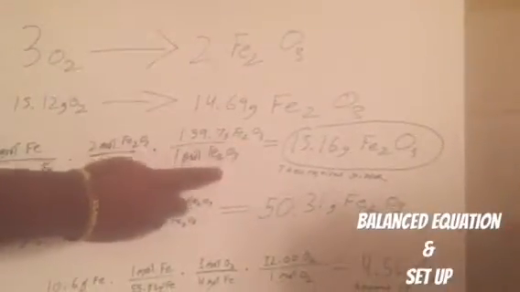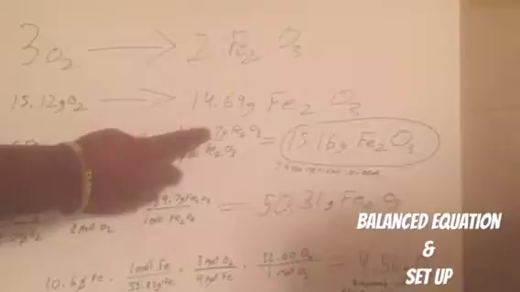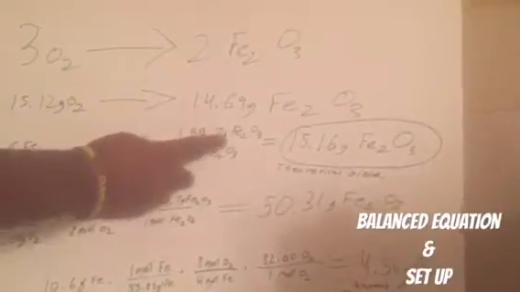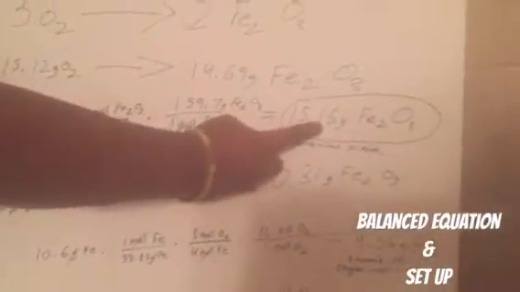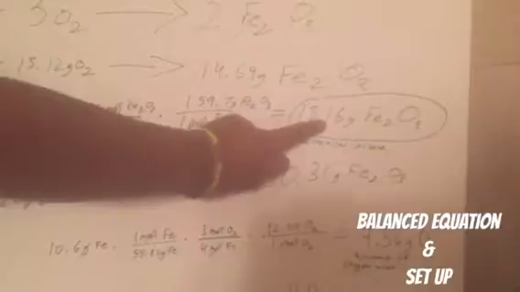Then you take 1 mole of Fe2O3 and put it under its molar mass in grams. Then you multiply across the top and you multiply across the bottom. Then you divide and you come up with the theoretical yield. This is your theoretical yield, but you don't know that.